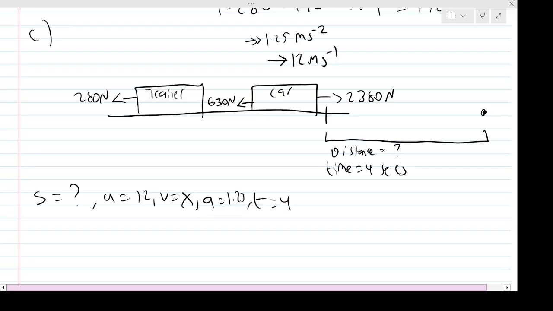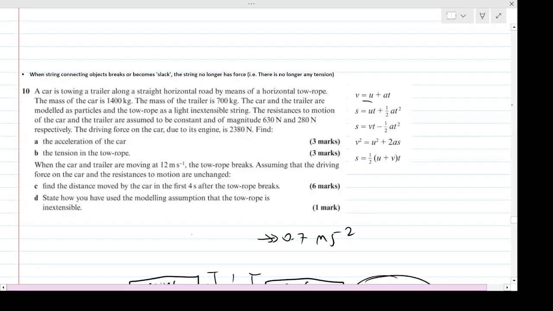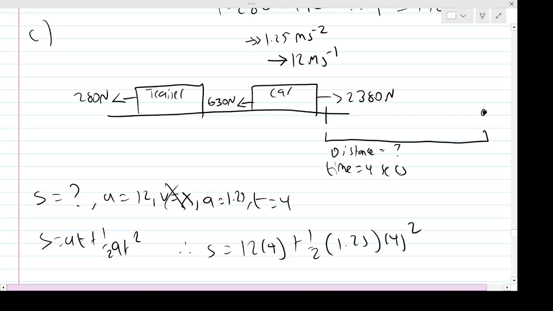So now at that point, we're just applying SUVAT. I want the formula that excludes V. So if I go back to my SUVAT list, it's this formula here. S is UT add a half AT squared. So that means S is going to be 12 lots of 4 add a half lots of 1.25 lots of 4 all squared. And that will get me 58 meters there, and that is my distance.